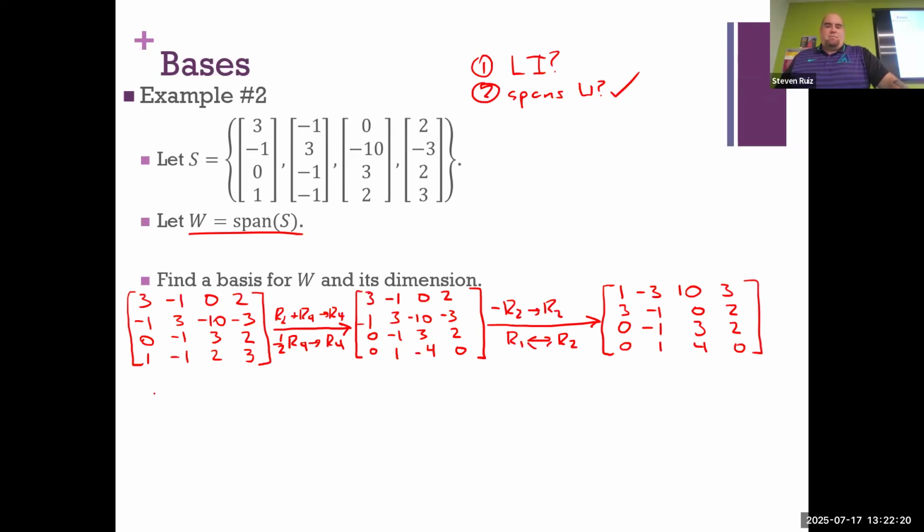All right, we got a 1 there. We got most of the zeros underneath it. We just got to get rid of 1 more. So I'll do 3 of row 1. Nope, wrong way. Row 2 minus 3 of row 1, back to row 2.